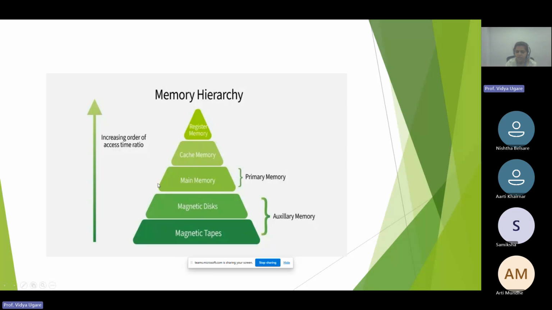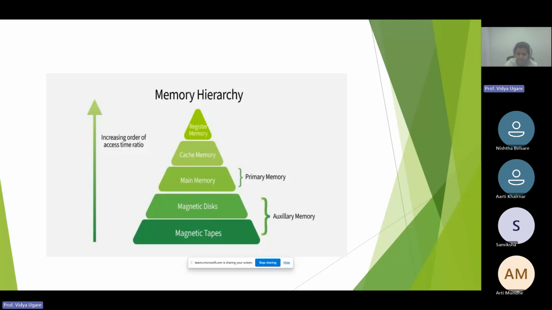As you can see in this pyramid, as it goes up, the access time required to access the memory is very less. As you can see in the hierarchy, the first one is the register, which the CPU can access much faster than cache memory. Cache memory is accessed faster than main memory. Main memory is accessed faster than your magnetic devices, meaning your secondary memory.